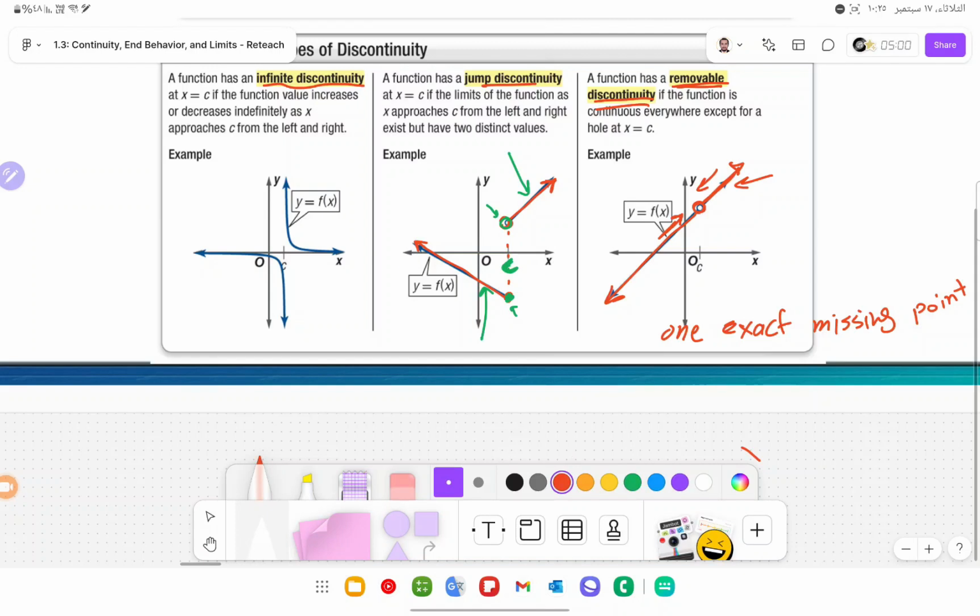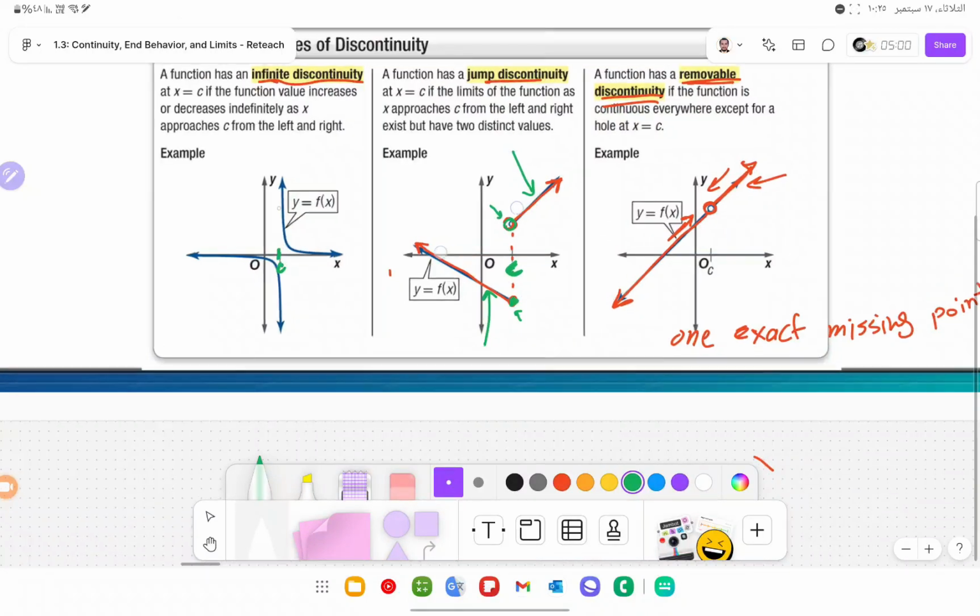Now the last one is the infinite discontinuity. Let's take the same point C. What is the value at C? If we complete a straight line like this, the function will come closer and closer to the y value, the green one, but will never cross C. We call this infinite, because the function just moves forever, toward positive infinity here and negative infinity there.